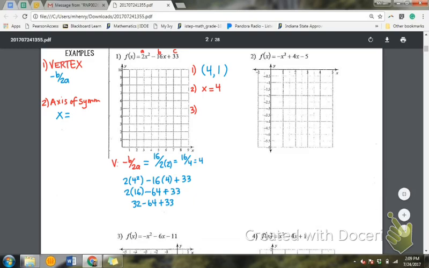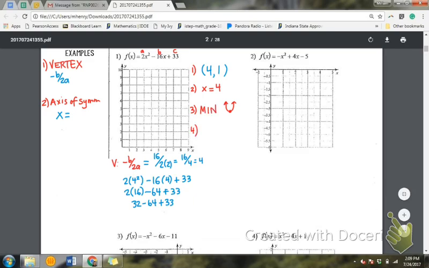So let's look at this one. We have a positive 2 as our A value. So this one's going to do what? It's going up. If you need to do it this way, draw yourself a little parabola. Oh yeah, it has a low point, okay? So it has a minimum.